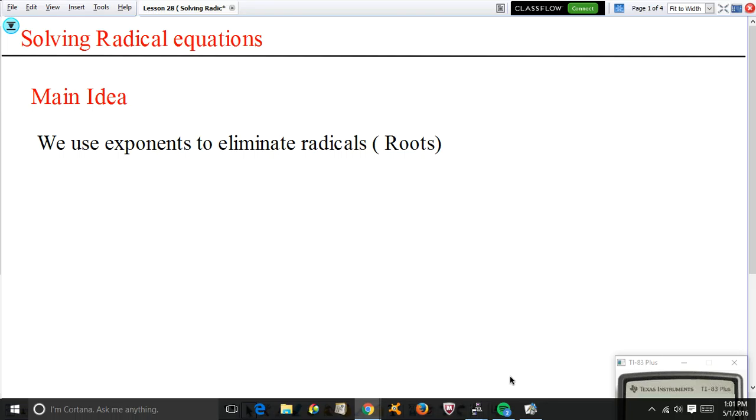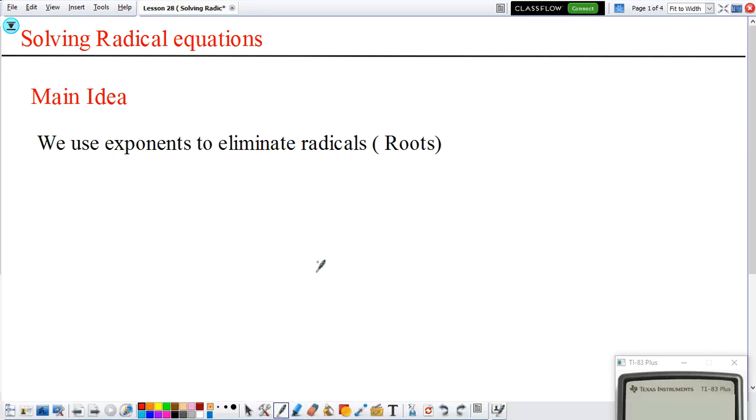So here's a lesson about how do we solve radical equations? How do we solve equations that have square roots in them? Let's start. The main idea is that we're going to use exponents to eliminate radicals or roots. The opposite of a root is an exponent, so we always use the opposite to eliminate anything. Let's start with some examples here.